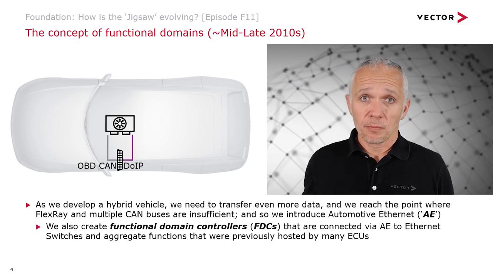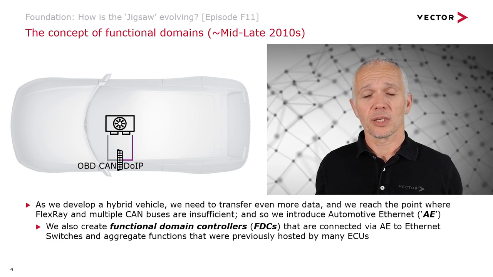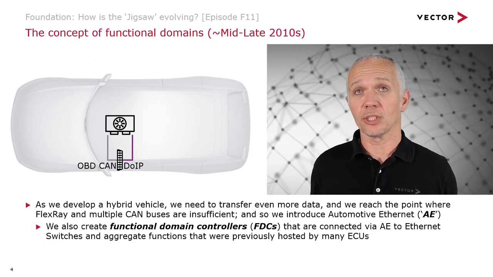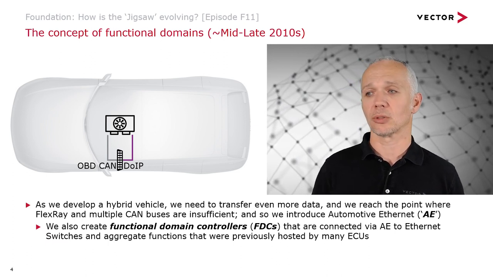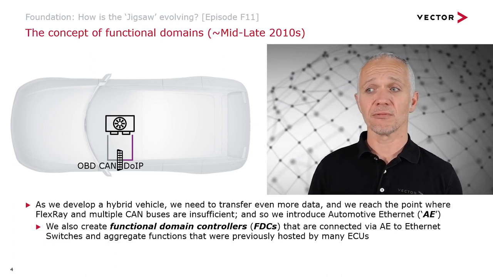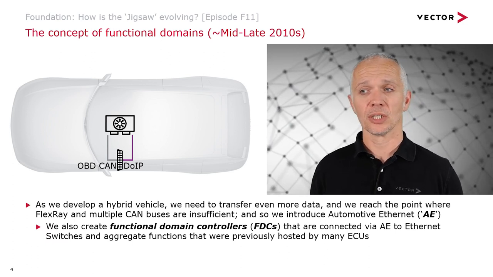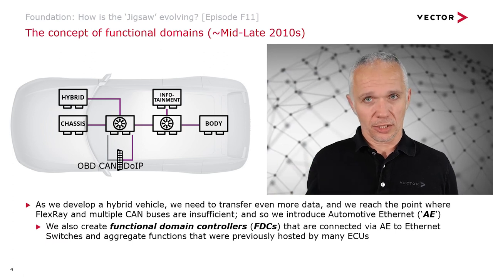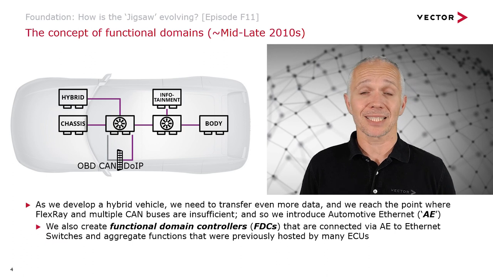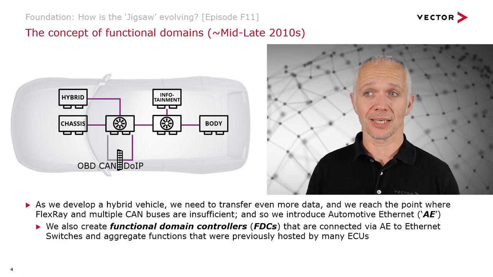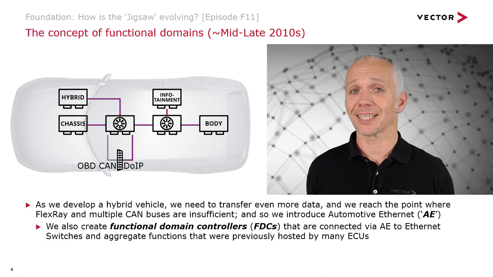Alongside this, we're going to aggregate some functions that were previously on individual ECUs onto larger execution platforms called functional domain controllers. And we're going to connect these via automotive Ethernet to Ethernet switches, like so. So we have what's now called an Ethernet backbone. In fact, this is a cascaded switch architecture, which is a more technical way to talk about it, so we have a number of switches to give us the number of Ethernet connections we want to have.